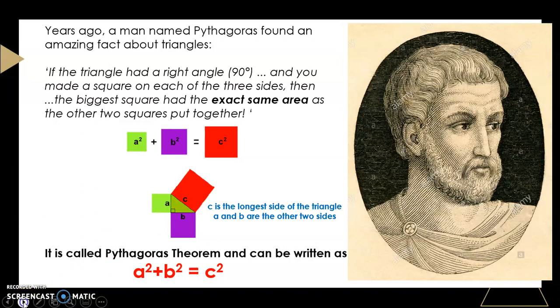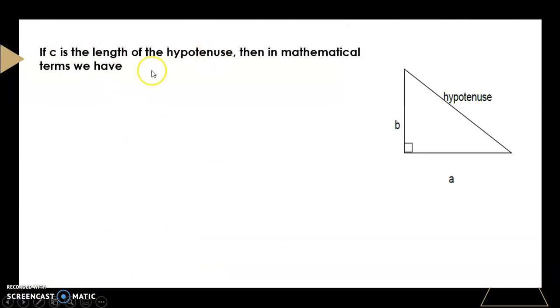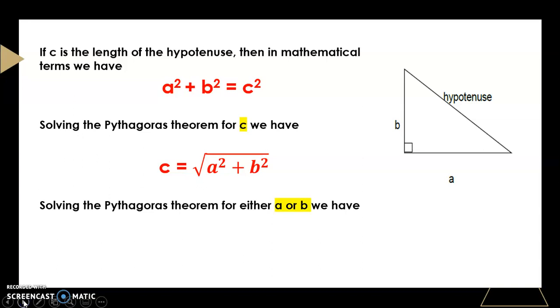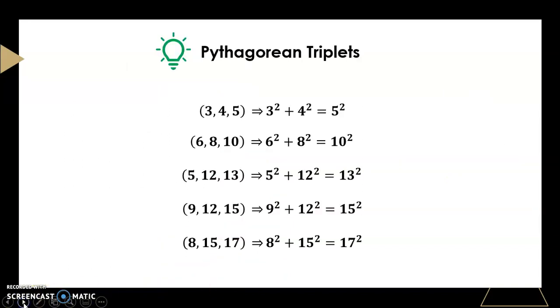Okay, all right. So if C is the length of the hypotenuse, then in mathematical terms we have A squared plus B squared equivalent to C squared. And solving the Pythagoras theorem for C, we have C is equivalent to the square root of A squared plus B squared. And solving the Pythagoras theorem for either A or B, we're going to have A is equivalent to the square root of C squared minus B squared, and B is equivalent to the square root of C squared minus A squared.